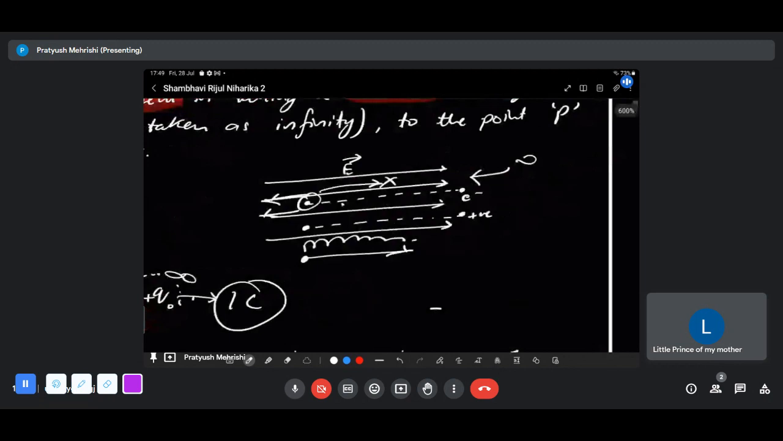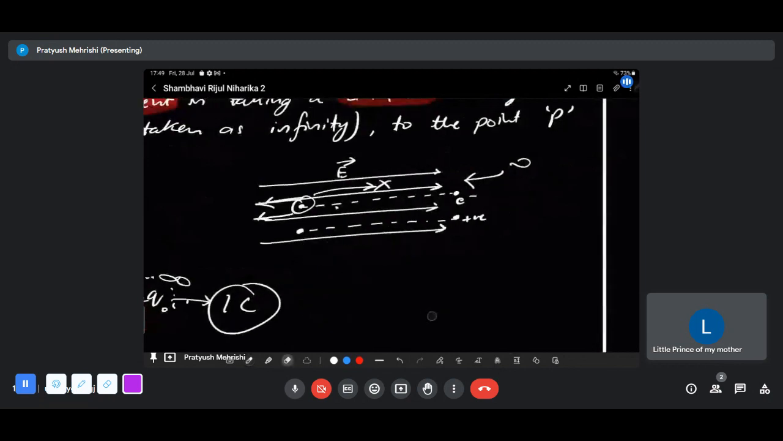Here, what is happening first of all? Whatever work I did, I am the external agent here. Whatever work the external agent is doing, that work is stored as potential energy in the charge. Got it? And when this charge which I was bringing is 1 coulomb, then the potential energy will be called simply potential. Got it now?